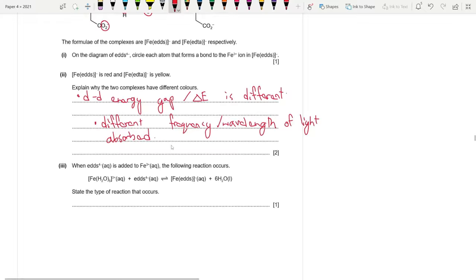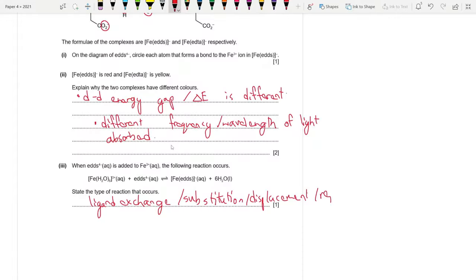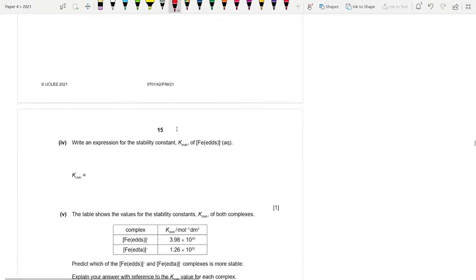State the type of reaction that occurs. When one ligand exchanges the place of another, it's called a ligand exchange reaction. It's a ligand exchange or substitution, or displacement, or a replacement reaction. Anything works.